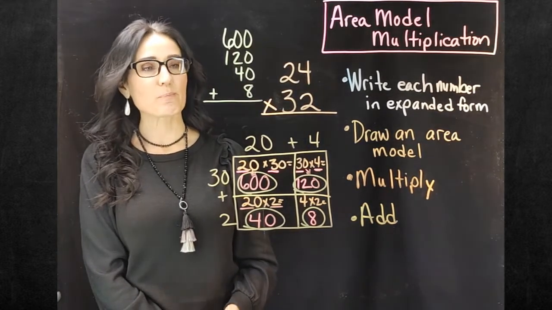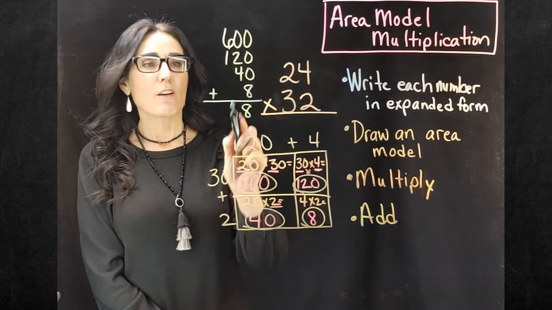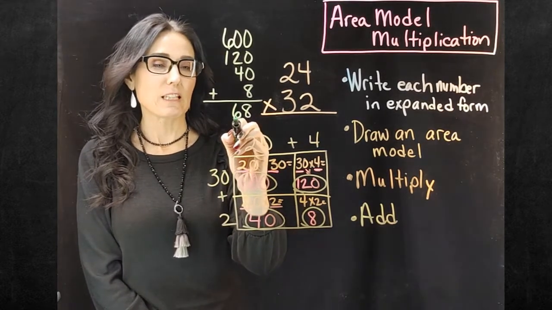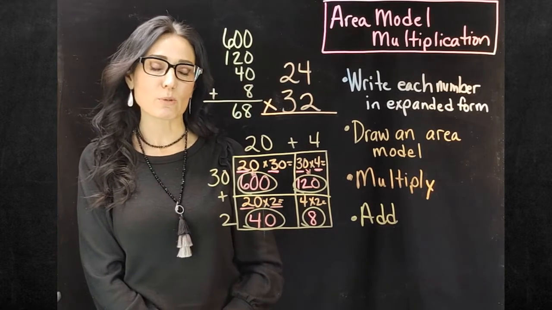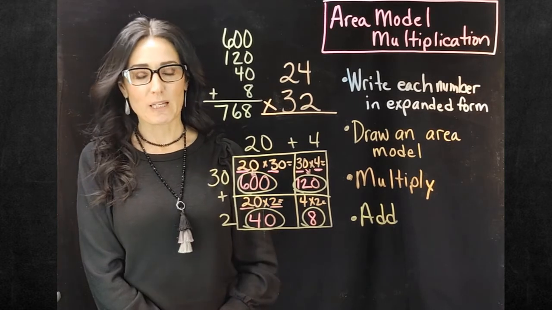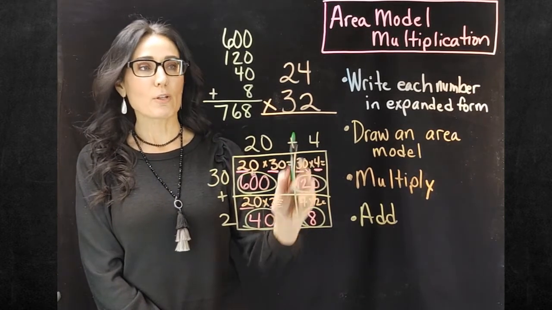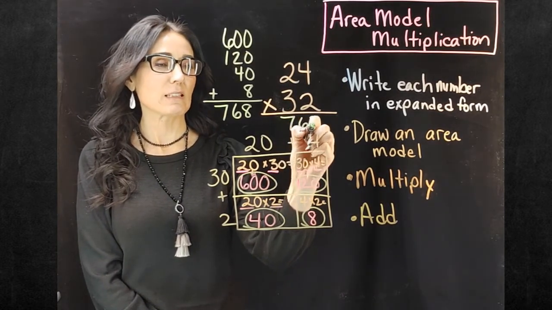So let's get started. 8 plus 0 is going to be 8. 40 plus 20 is going to be 60, so we're going to put a 6 in our tens place. Then we have 600 plus 100, which is actually going to be 700, so that's going to go in our hundreds place. So we would say, using the area model, 24 times 32 is 768.